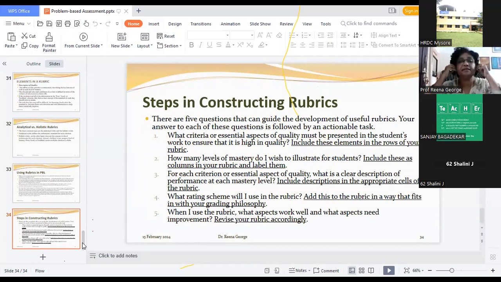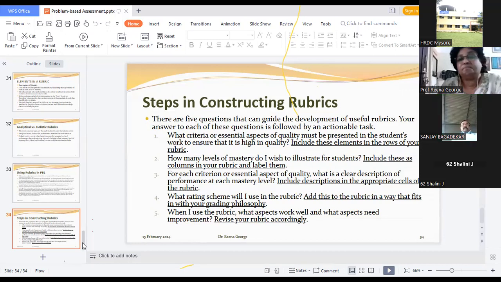Okay, I'm having a very bad cold and my throat is now disturbing me. See, these are the steps in constructing a rubric. Okay. There are 5 questions that you have to ask to construct a rubric. Anybody can construct a rubric. You have to ask 5 questions.